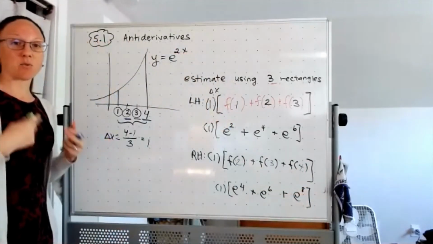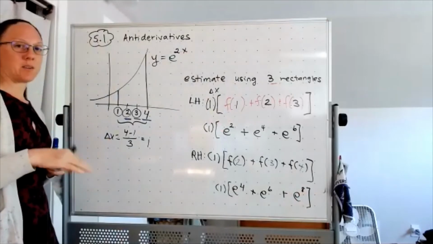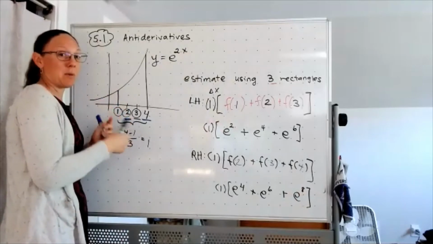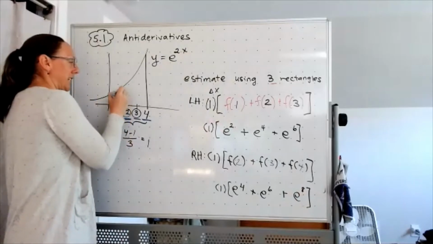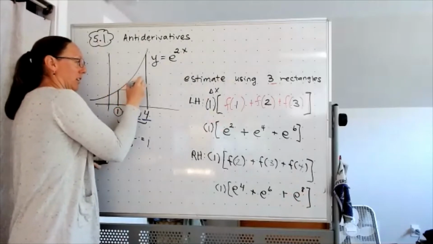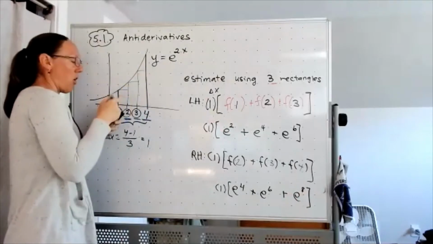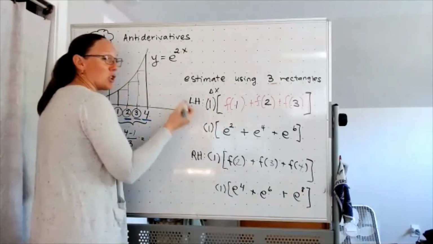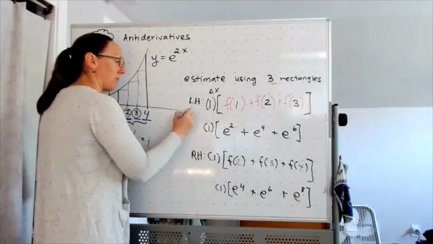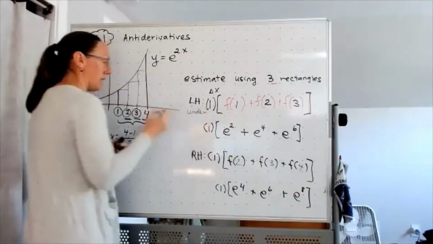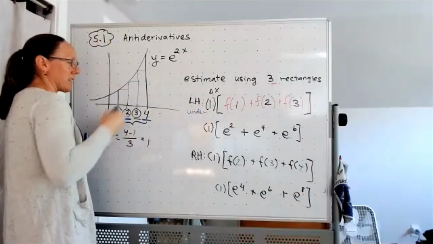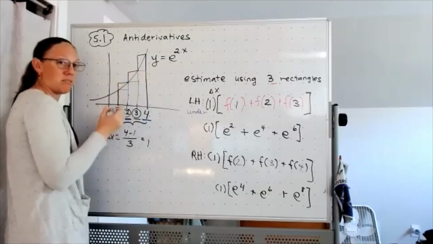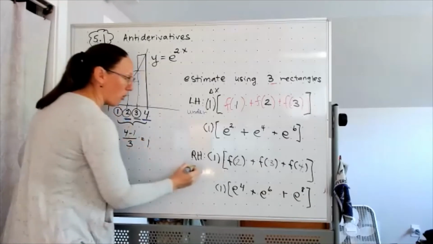Now it could ask us for each of these whether it was an overestimate or an underestimate. And here, this is where a picture really helps me. So when we draw in our left-hand endpoints for this particular function, those rectangles are all under the curve. So our left-hand estimate is the lower estimate, or an underestimate. For the right-hand endpoints, all of those rectangles would be above the curve. So this is my overestimate.